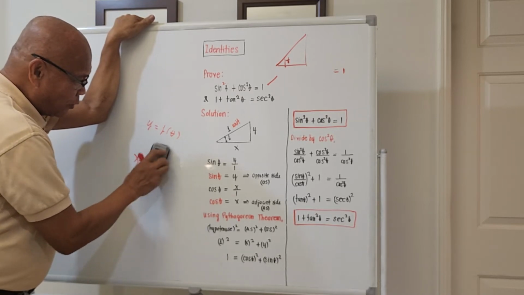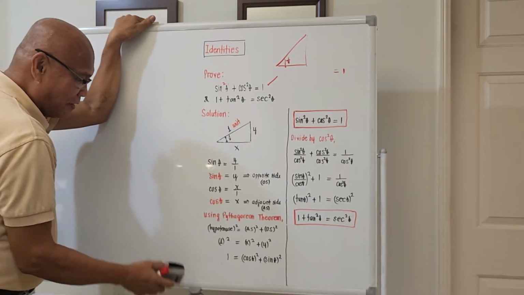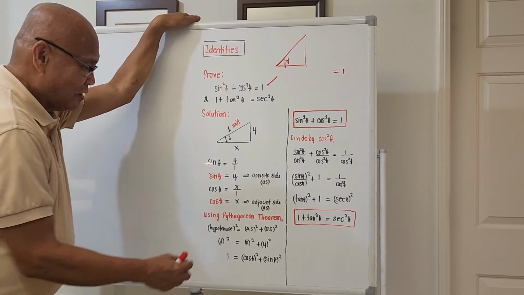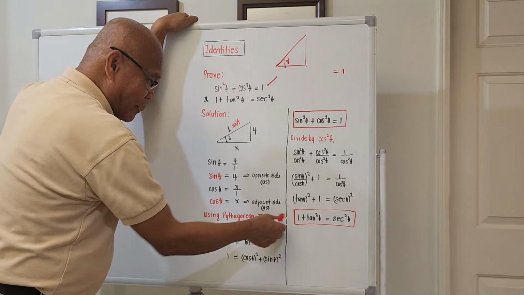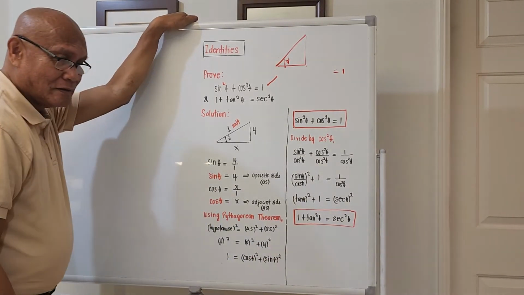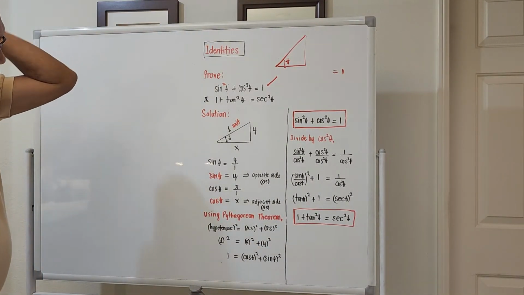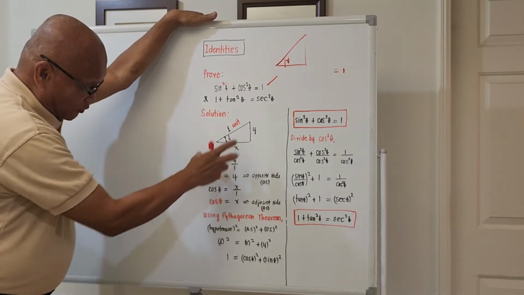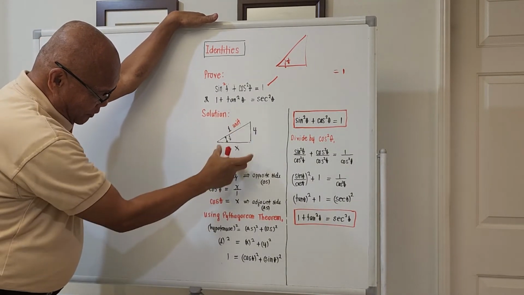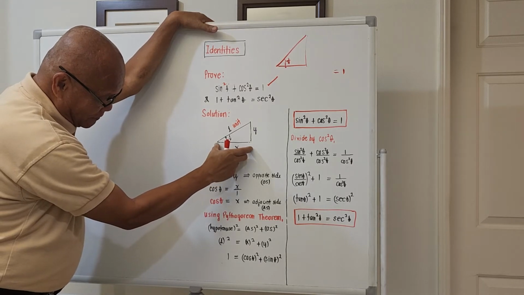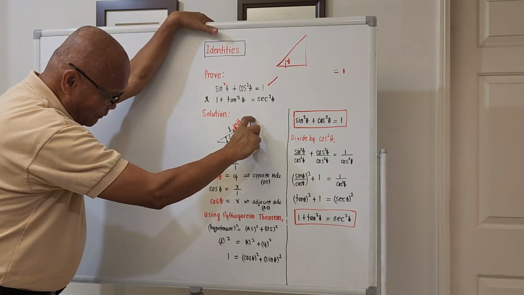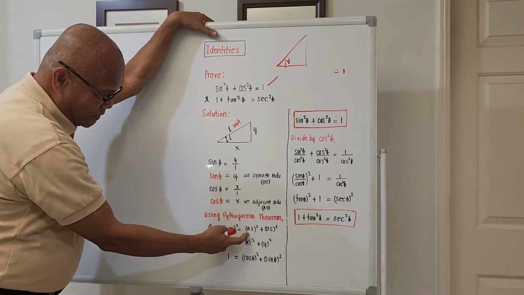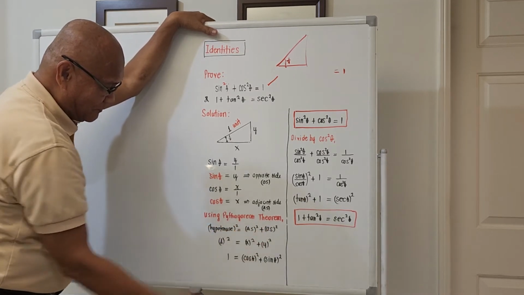The basis is always a right triangle, right? And using the Pythagorean theorem, the square of the hypotenuse should be equal to the square of the adjacent side plus the square of the opposite side. Hypotenuse squared should be the adjacent side quantity squared plus the square of the opposite side.